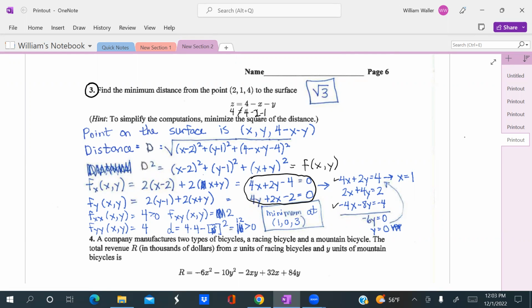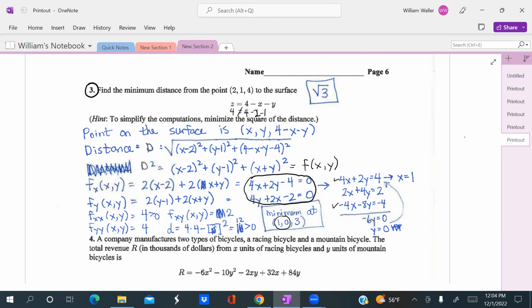You just get x equal 1. So I know the x and y coordinates of my critical point are 1 and 0. And now just plug 1 and 0 into your function. Remember, that's the distance squared function, and you end up getting z is equal to 3. So I think I have a critical point.